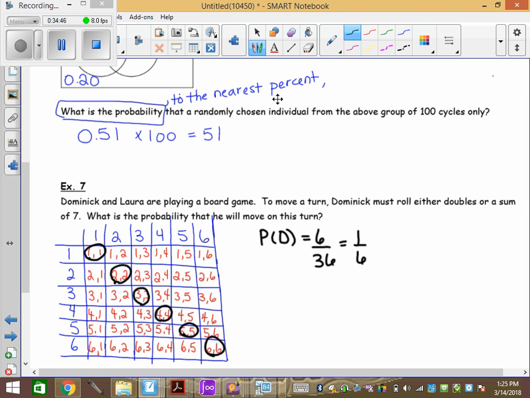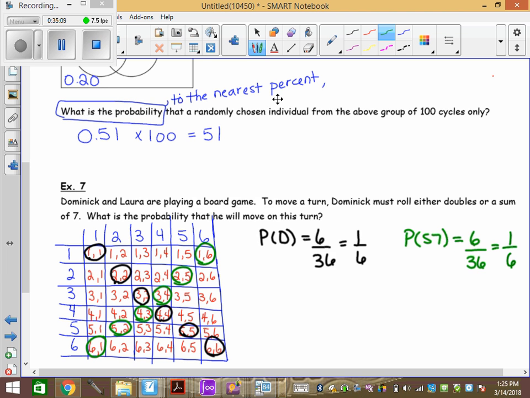Then we need to look at the sums of 7. This one here, this one here, this one here, this one here. These would sum to 7. How many of those are there? 6 out of 36, or 1 out of 6.